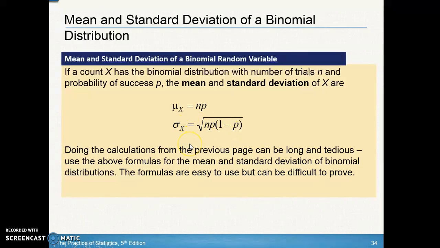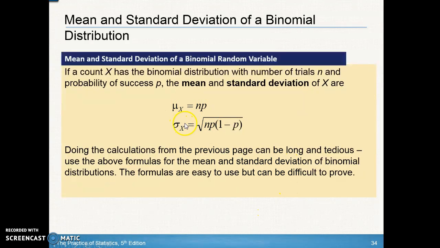So doing the calculations from the previous page can be long and tedious. They can take a long time. However, these two calculations are very easy to do, to find the mean and the standard deviation of a binomial distribution. I'm not going to go through and show you where these came from because they are often difficult to prove.